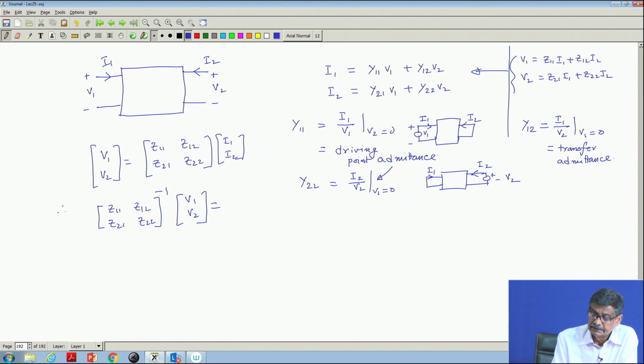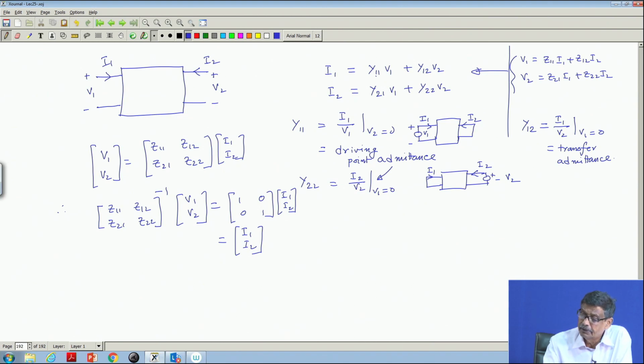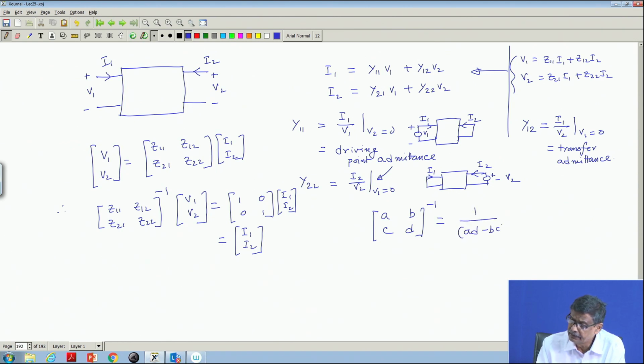Then this Z inverse and this Z will become an identity matrix, diagonal 2 by 2, it will become 1 0 0 1, and this will become I1 I2, and this is nothing but I1 and I2. Therefore, the coefficients of this Z inverse are nothing but this y11 etc. You know that the inverse of a 2 by 2 matrix is very easy to calculate. For example, A B C D, the inverse of this is 1 divided by the determinant AD minus BC, and this matrix will be D A, and this will be minus C and minus B. Very easy to remember. Interchange these two and also interchange these two.